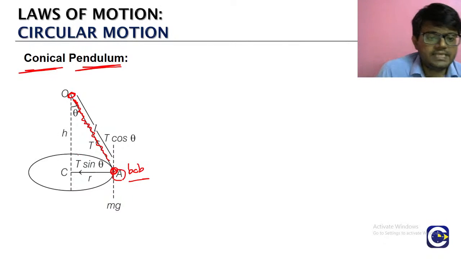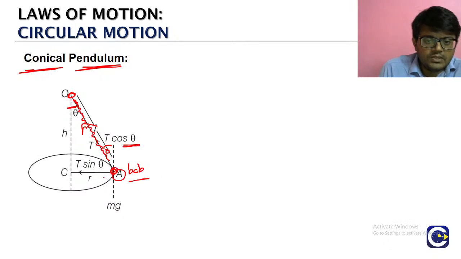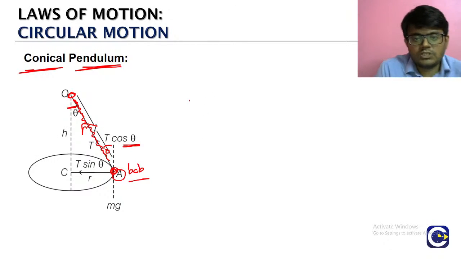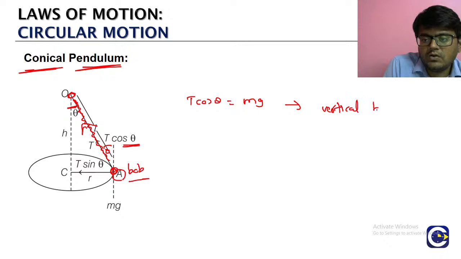Now here, tension will be here, and theta is the angle. So T cos theta will be up, and T sin theta will be horizontal. Vertically there will be no motion for this pendulum bob, which means T cos theta will be equal to Mg. Why? Because of the vertical balance of forces.